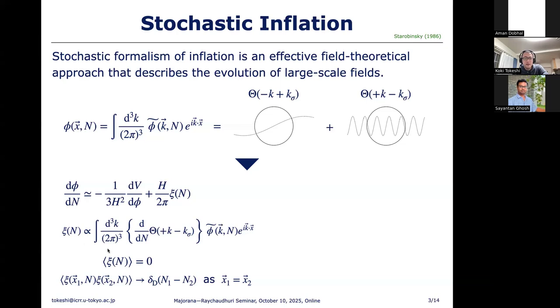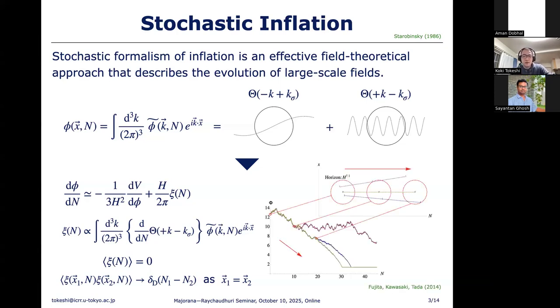And since this stochastic noise comes from quantum fluctuations, the mean is vanishing, and also the covariance takes the form of the delta function, which means that this stochastic noise is white noise with the Gaussian distribution. And this figure shows a physical meaning of this stochastic differential equation, or Langevin equation. So you can generate many stochastic realizations by using this equation. And each realization corresponds to the evolution of each hyperpatch during inflation, as this figure shows.